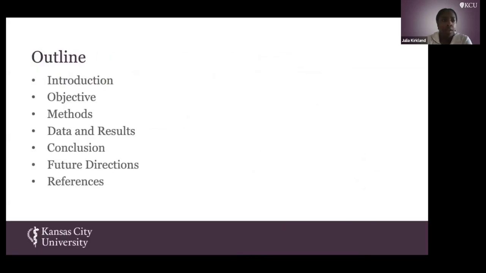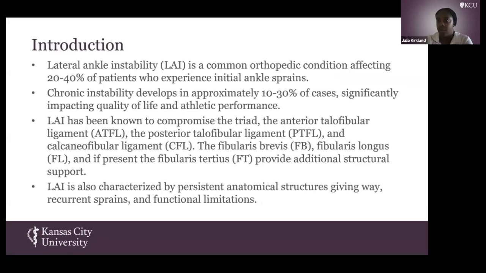So the outline that we're going to cover today is the introduction, objectives, methods, data and results, conclusion and further direction, and then a slide of my references.